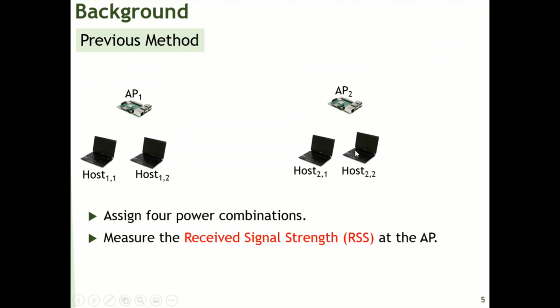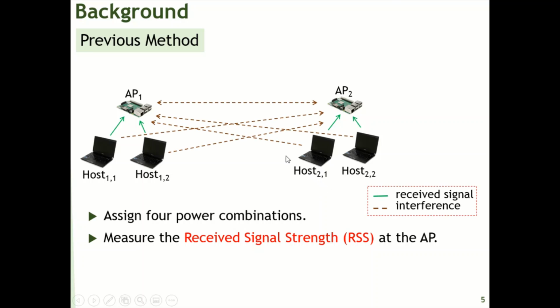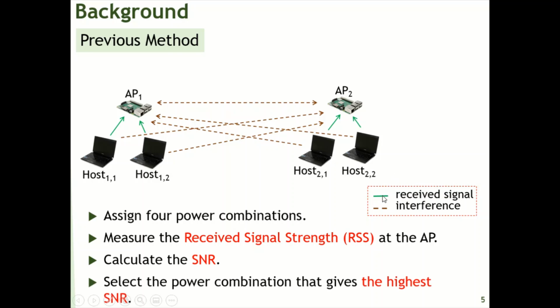At each combination, we measure the RSS at the AP from the associated host and the interference signal from neighbor APs and neighbor hosts. Then we calculate the SNR. After that, we select the power combination that gives the highest SNR.